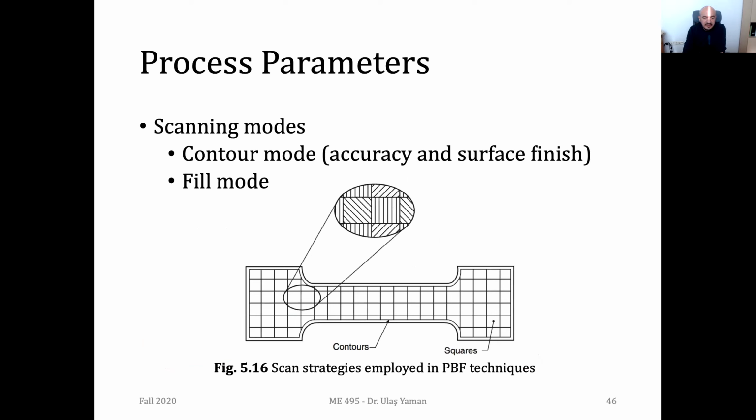For instance, let's have a look at some scanning patterns. This is a strategy employed in powder bed fusion systems. We have two contours, as you see, and then such a grid. And inside these grids, we may have such further patterns. As you see, they are not always in the same direction, they change inside these smaller grids, sometimes vertical, sometimes horizontal, or sometimes diagonal. So there are many papers on these issues, and they try to come up with the best scanning pattern.